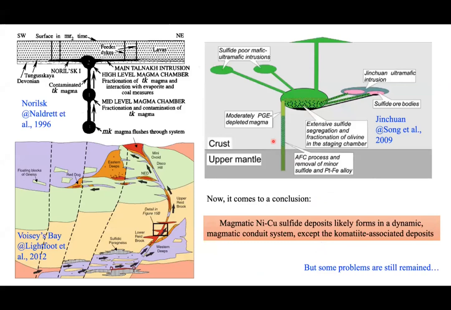And then, thanks to so many years of work from Tony, Zhusi and Steel and others on the Norilsk, Jinchuan and Voisey's Bay deposits, people's understanding of the formation of nickel copper deposits has come to a conclusion that they form in a dynamic magmatic conduit system, except for some chromitite-associated deposits. But there are still so many problems that remain.